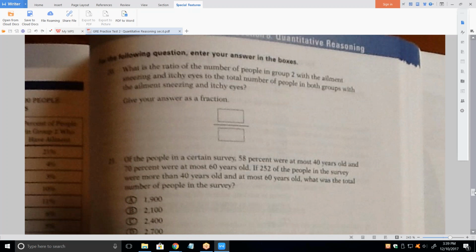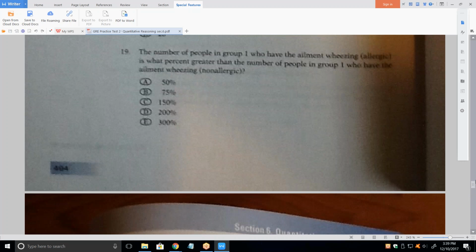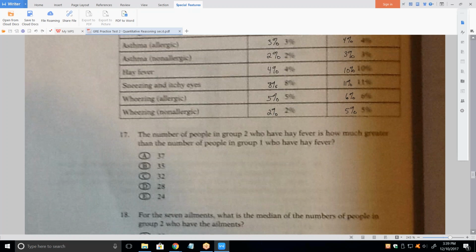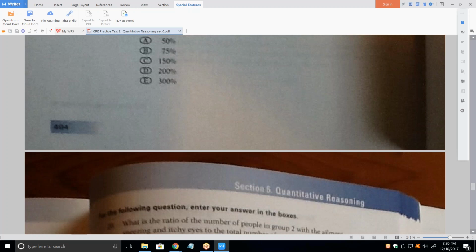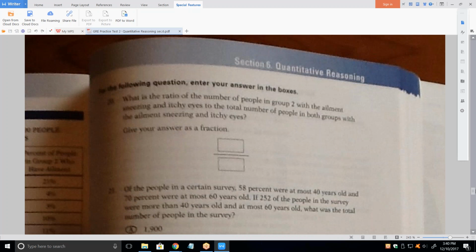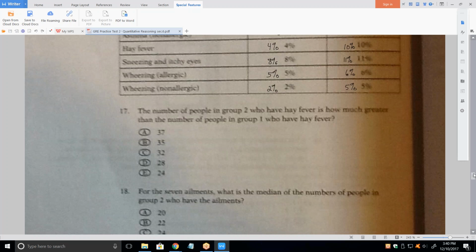Shoot, we got another one here. Let's see, what's the ratio of the number of people in group 2 with the ailment sneezing and itchy eyes to the number of people in both groups with the ailment sneezing and itchy eyes? All right, group 2, what's the ratio? Group 2 to both groups. That's what we're doing. Group 2 to both groups.